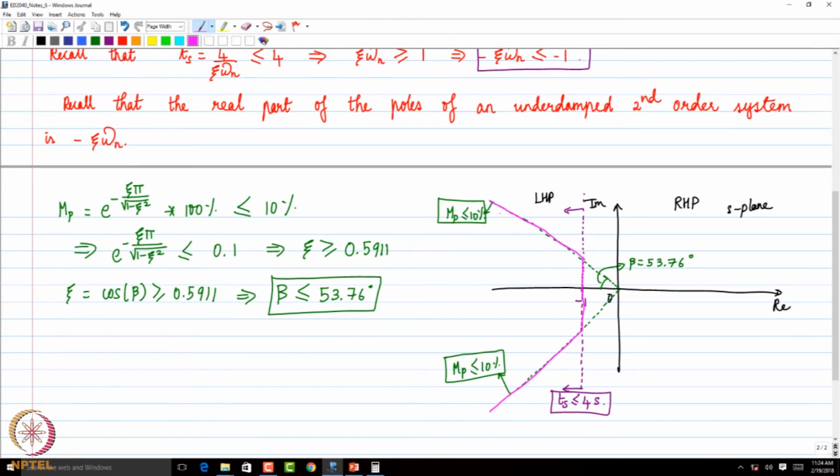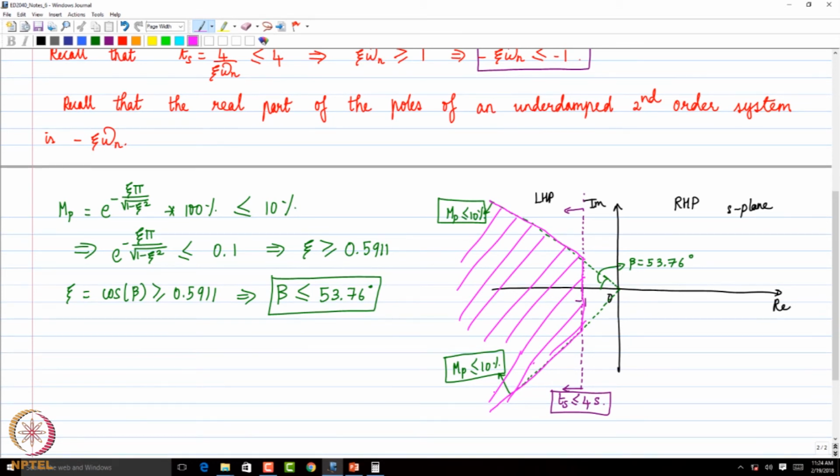So, as long as I place my closed loop poles in this region, what is shaded in pink, I will be guaranteed both conditions on settling time and maximum peak overshoot. So, that is the manner in which we have converted conditions on performance to a desired region of closed loop poles. That is what we have done.